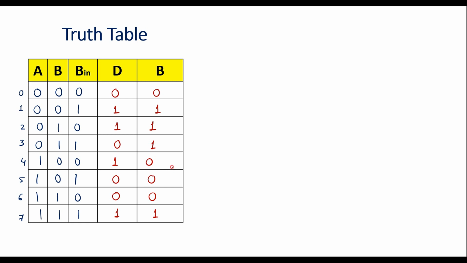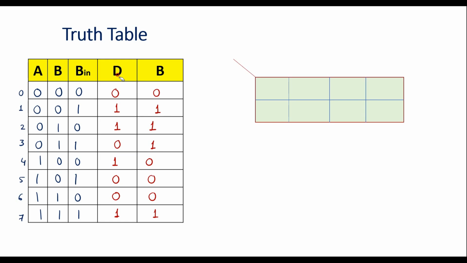Now I will find the Boolean expression for difference and borrow. For that I will use a K-map. Let me use a three variable K-map, taking difference first. Here the variables are A, B, B in, where this is A and here it is B, B in. As we know in a K-map we write the cell numbers like this: 00, 01, 11, 10 along the top, and 0 and 1 here. The corresponding decimal values of the cells are 0, 1, 3, 2, and 4, 5, 7, 6.